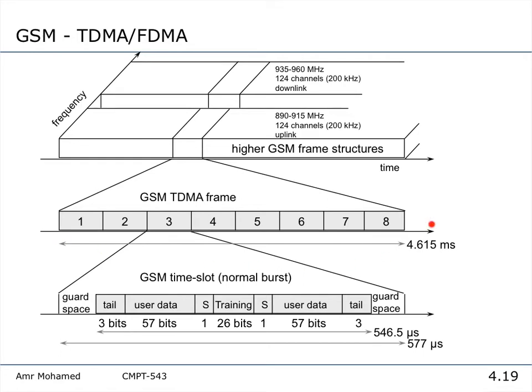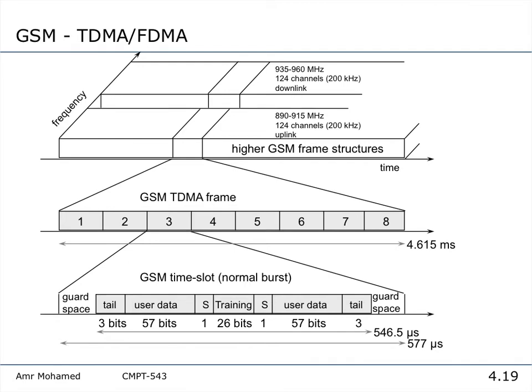Which means that on the average, each cell can accommodate around, so you have here 8 time slots. If each time slot is assigned to one user, and you have 10 channels per cell on the average, which means that each cell can accommodate up to how many users?